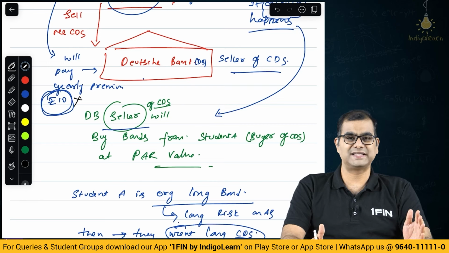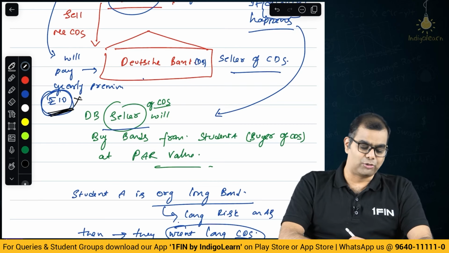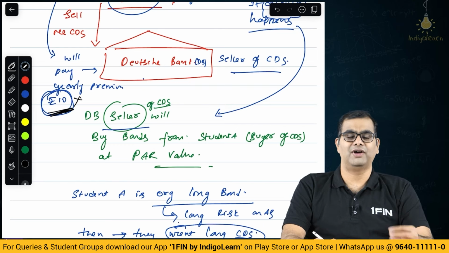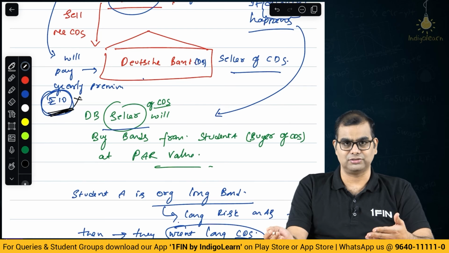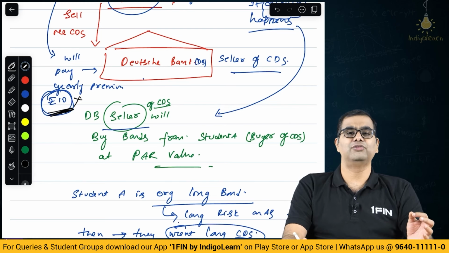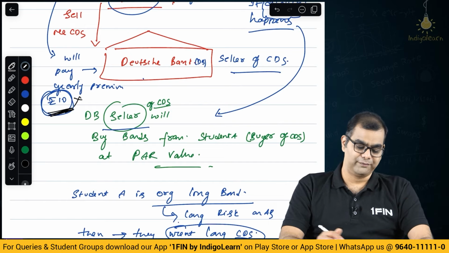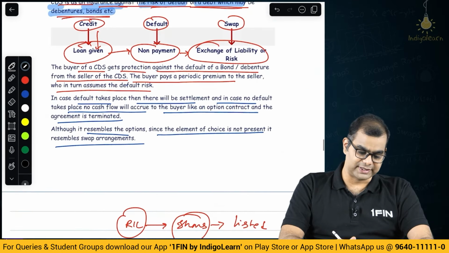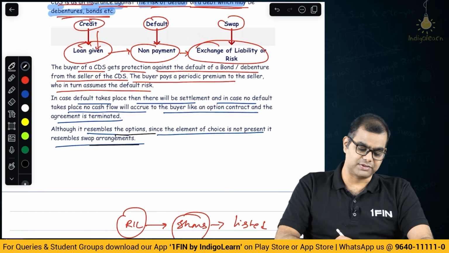Buy a term insurance policy directly from the website of an insurer. So this 10 rupees is like the term insurance premium. Once you pay, you will not get it back. The only thing that will happen is that in case there is a default, an insured event, which is basically death in case of a term insurance policy, then you will get a payout. So that is one important aspect. Then, although it resembles options, since the element of choice is not present, it resembles a swap.